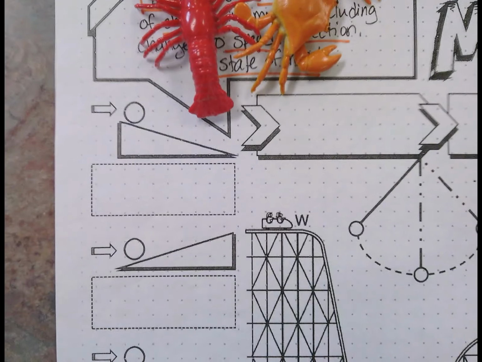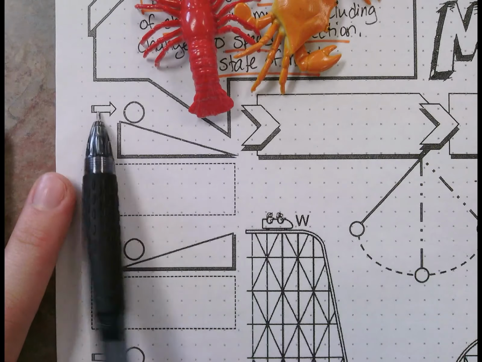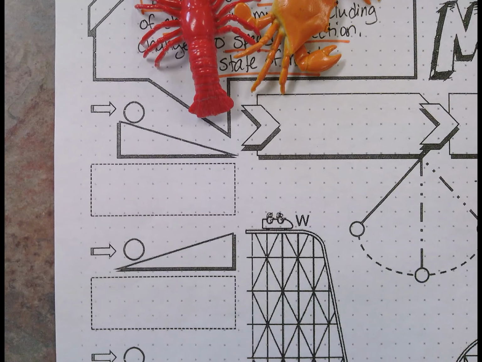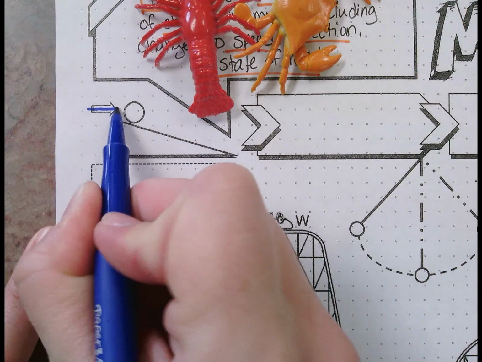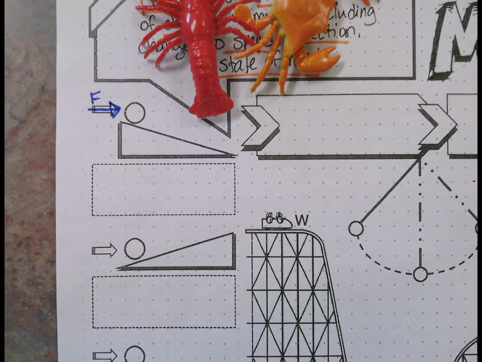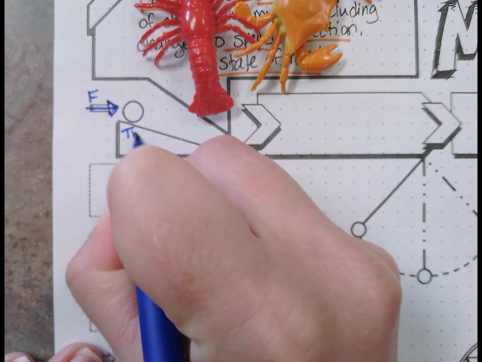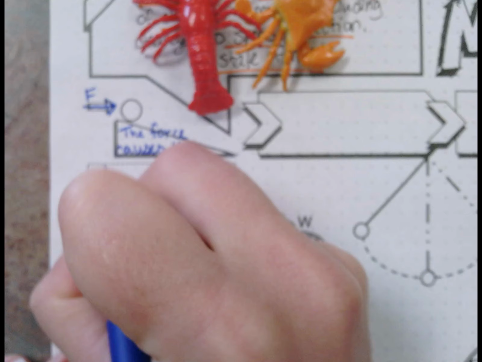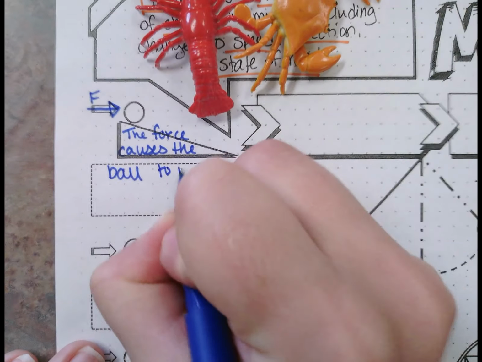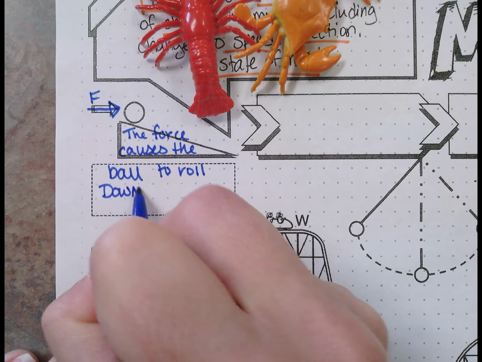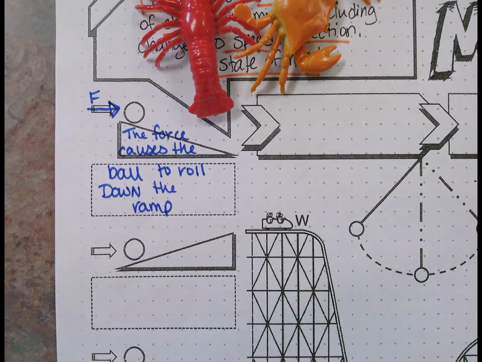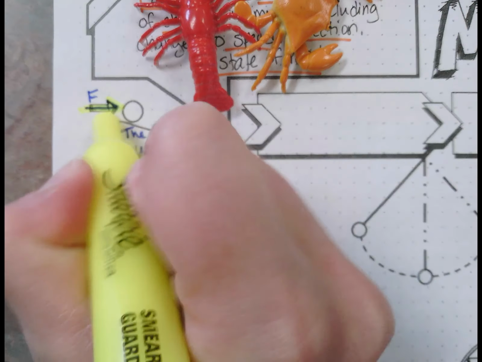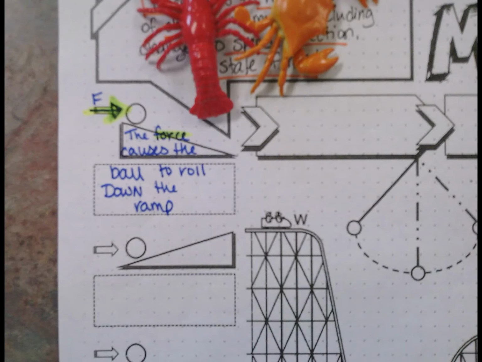So looking down here at these boxes, we have kind of a little ball going down the ramp. So the force is pushing this way. So here is our force. I'm just going to indicate that with the letter F. And this is the force causes the ball to roll down the ramp. Okay, so if I'm looking at this, my force is up here. The force causes the ball to roll down the ramp. It could be a push, it could be the wind for all we know, but that is what is going to cause the ball to roll down the ramp.